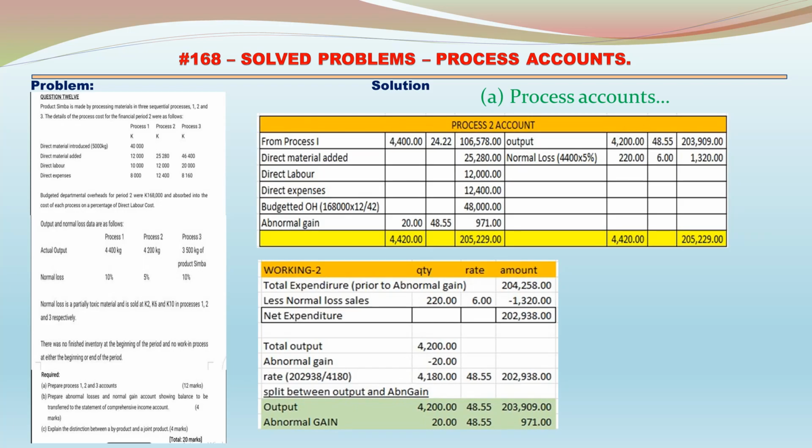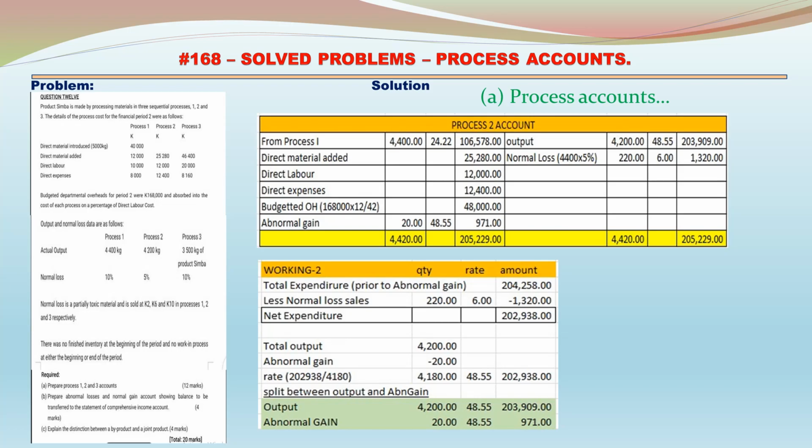Process 2 account. On the debit side, from process 1 4,400 units at 24.22, 106,578. Direct material added 25,280. Direct labor 12,000. Direct expenses 12,400. Budgeted overhead 168,000 by 42 into 12 in proportion to labor. Direct labor 48,000. Output 4,200. Normal loss 5% of 4,400 is 220. So there is a total output of 4,420 units, whereas the input is 4,400. That means there is an abnormal gain of 20 units.